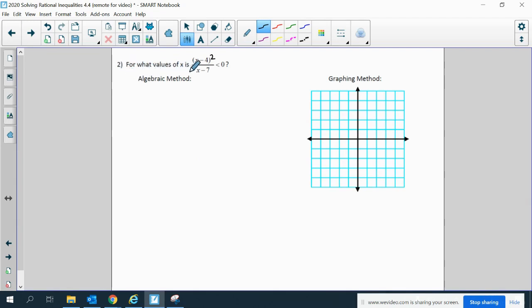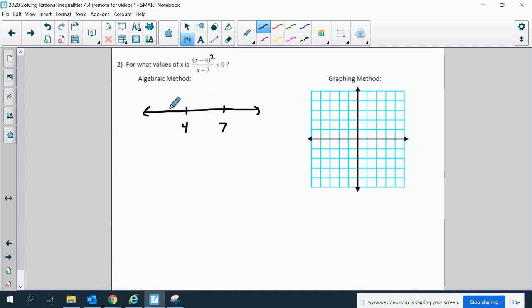Problem 2: for what values of x is (x minus 4) squared over (x minus 7) less than 0? So we already know that there are going to be two critical points at 4 and 7. And we know that that's true because anytime we have an x-intercept or a vertical asymptote, that's perhaps going to change whether this function is less than or equal to 0. So what we may want to do is check how this works algebraically.